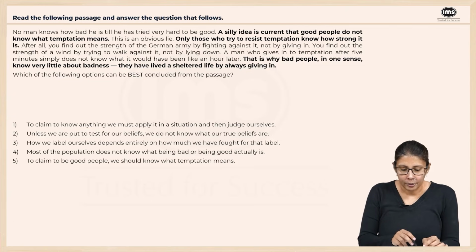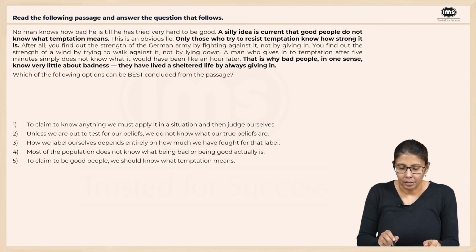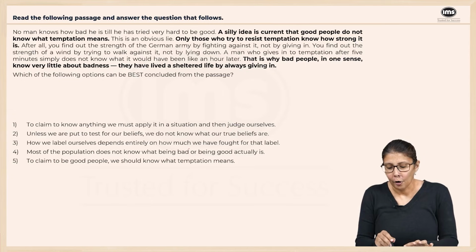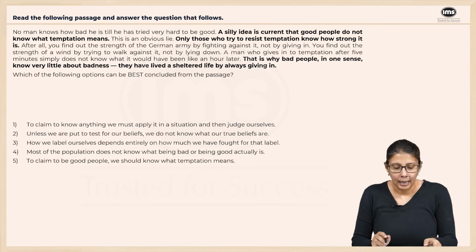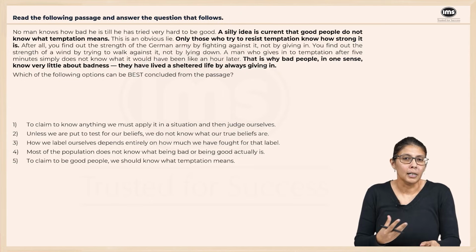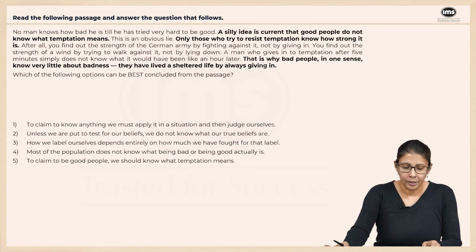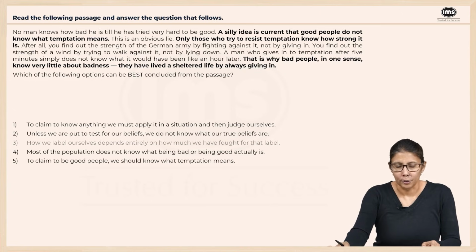I actually started with option 3. I was a little confused about option 1 and 2. So let's look at 3 first. How we label ourselves depends entirely on how much we have fought for that label. So this, I thought, should not be the answer, because we are not trying to label ourselves as good or bad. We are talking about whether we are actually good or bad. So that is why option 3 was not too difficult to eliminate.